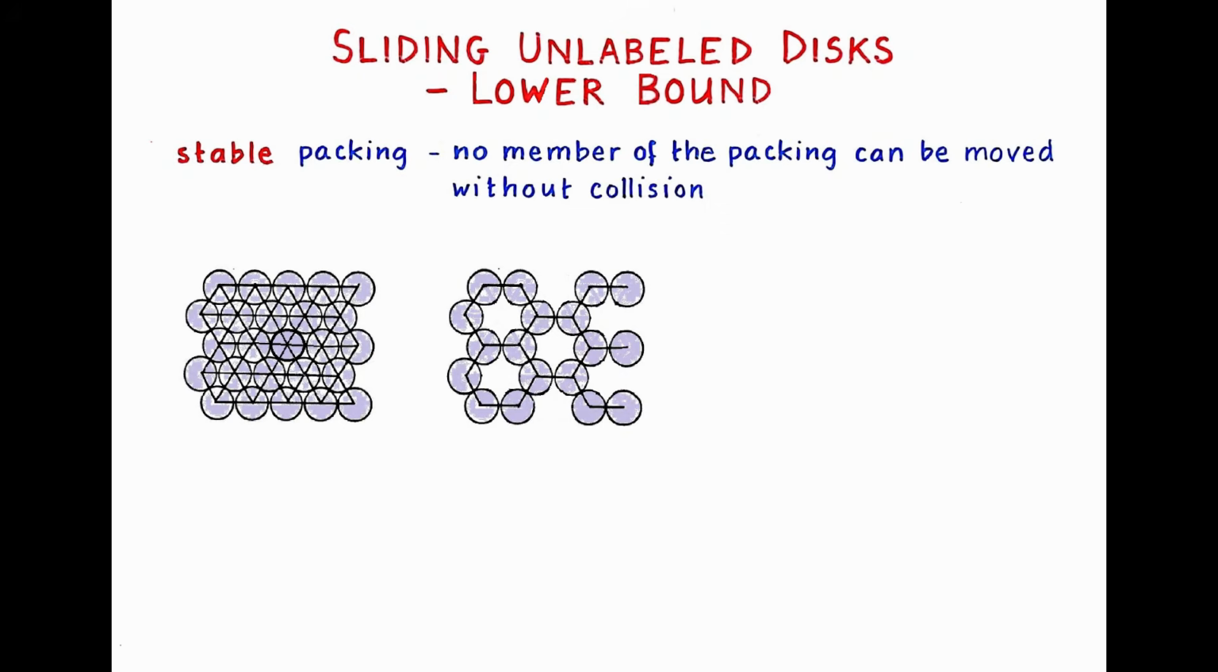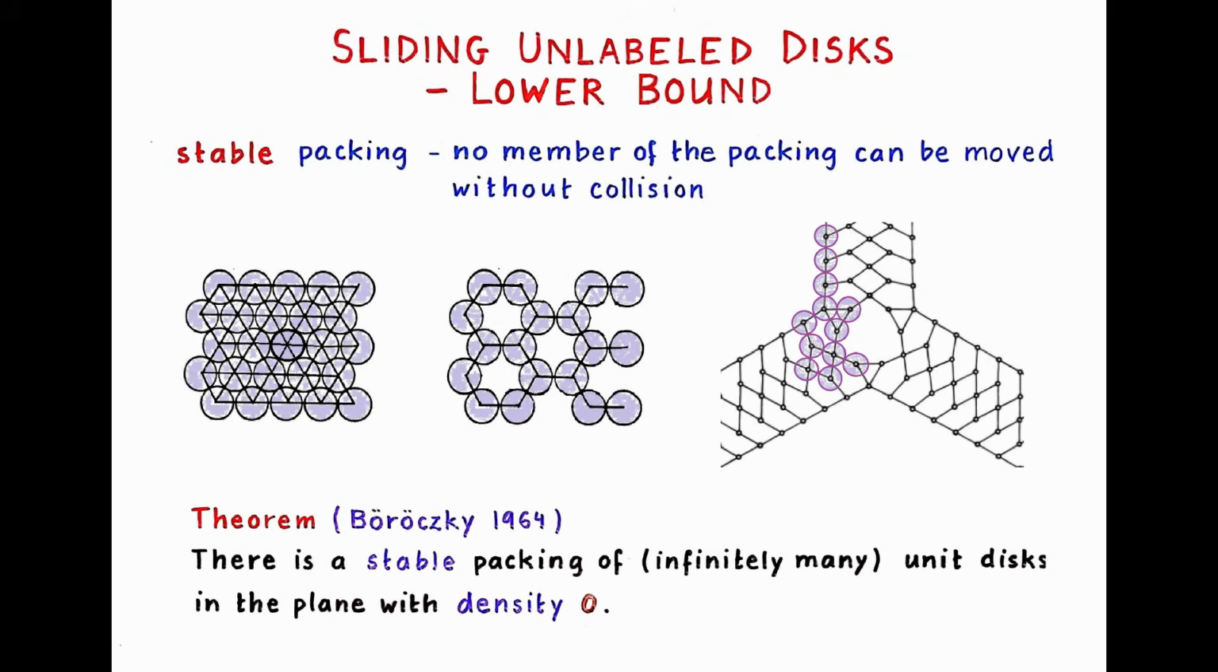So what is the density? There are infinitely many disks; you take a huge circle in the plane, and you take the area which is covered by the disks, and you divide it by the whole area of the circle. And then Károly Böröczky, again a semi-infinite number of years ago, came up with a simple but very surprising construction that actually the density can be 0. And this is the construction.